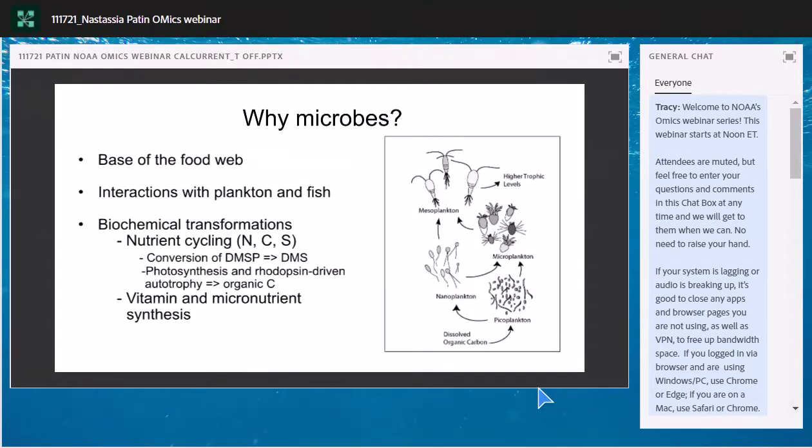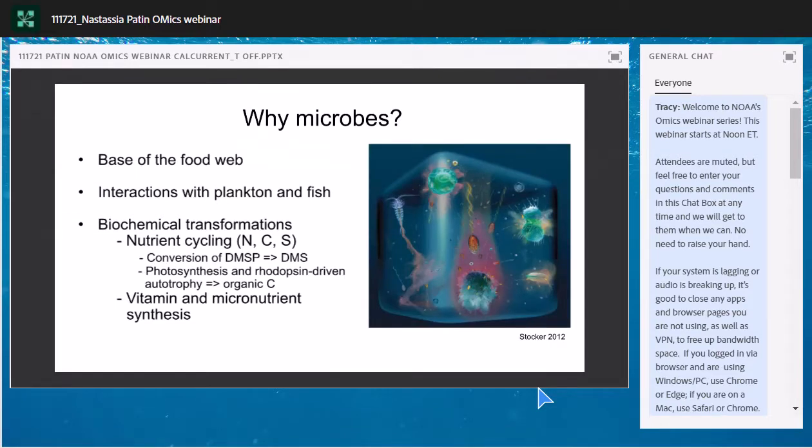So for those of you maybe not used to thinking about microbes as much, I just wanted to give a brief plug for them and why they're so important. They are at the core, the base of the food web. They lead up to the larger single-celled organisms, which then become the prey field for plankton, both zooplankton and phytoplankton in the ocean. They also are involved in interactions with plankton and fish, both in negative and positive ways. They can be pathogens, they can be crucial symbionts for higher organisms.